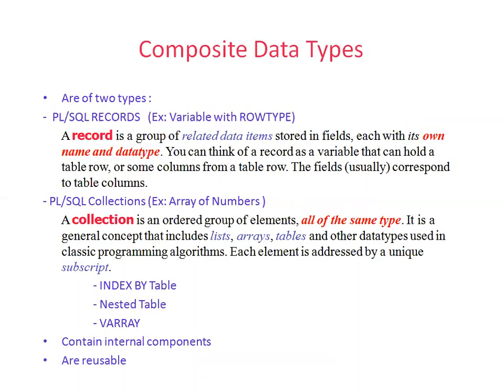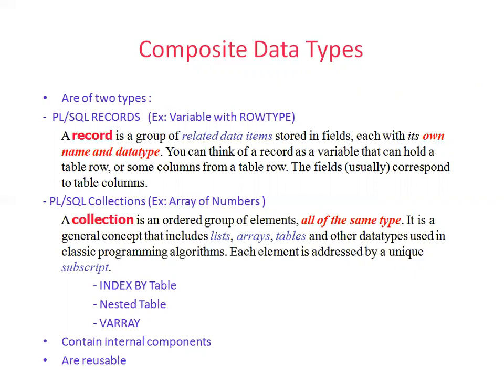So composite data types in PL/SQL are divided into two types. One is the PL/SQL record, and the other one is called collections. So what is the difference between a record and a collection? A record is exactly similar to a database table record, which can hold values of different data types. A collection is a group of elements of the same data type.